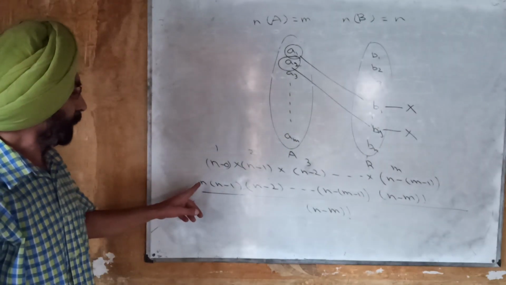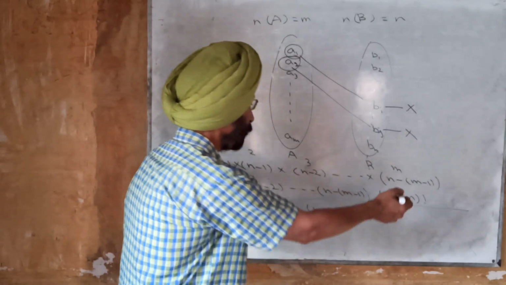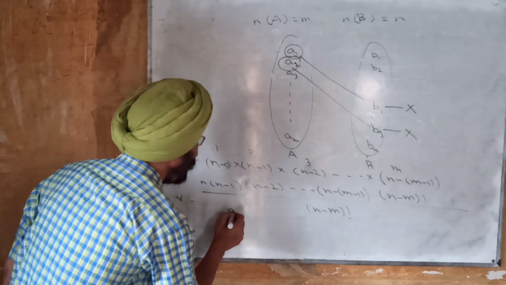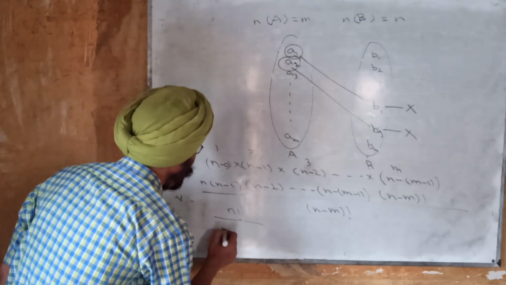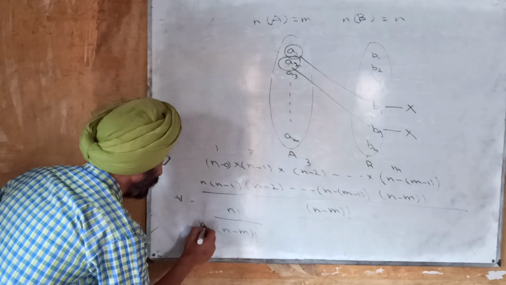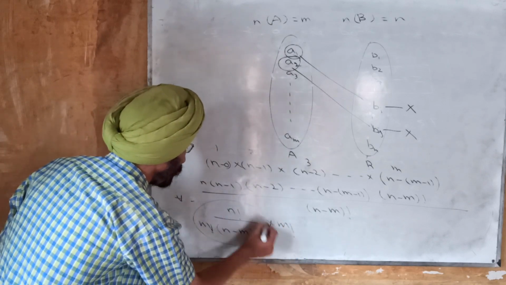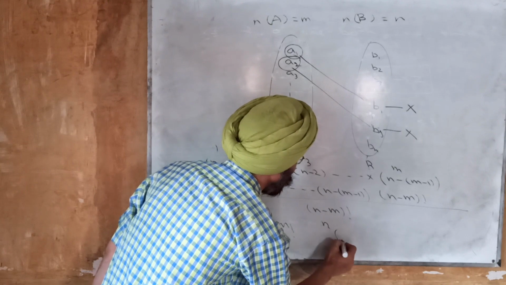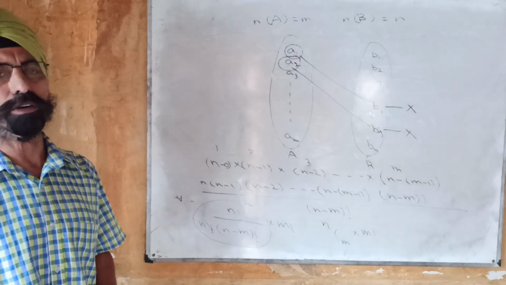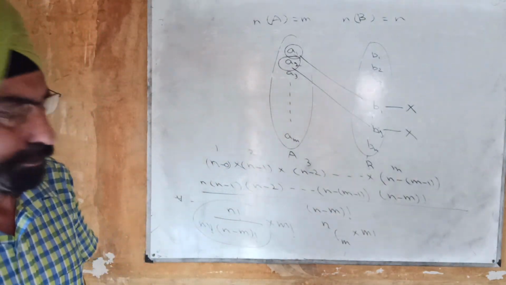So in the numerator it will become n factorial divided by n minus m factorial. Multiply it by m factorial and divide by m factorial. So this will become nCm multiplied by m factorial. This is the total number of 1-1 functions from the set A to the set B.